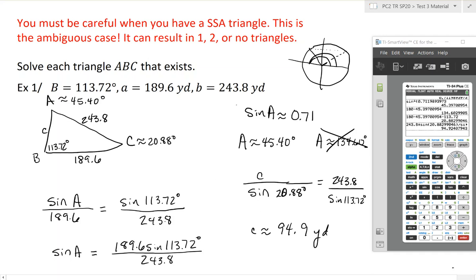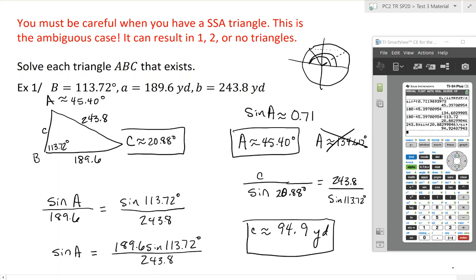Okay, so we have our big A, we have our little c, and we have our big C. Those are the parts that we were missing. Make sure and either list them out to the side and put a box around it, or just put boxes around your answers for each of those.